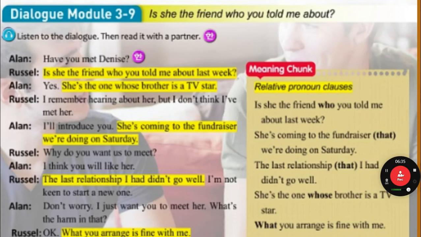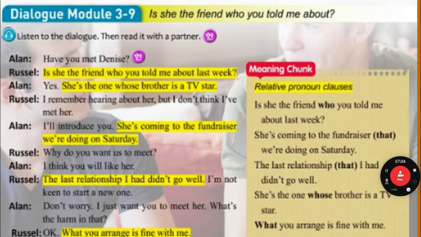So Alan and Russell are talking about Denise. Denise's brother is a TV star. And Alan wants Russell to meet her because he thinks that they might like each other and maybe even want to date. Russell is a little bit worried because his last relationship didn't go well. He isn't excited to start a new relationship. But he's decided to do what his friend has asked him to do and meet Denise.